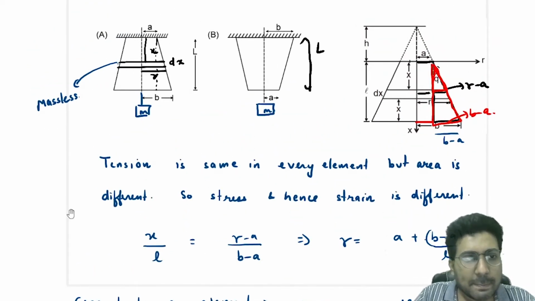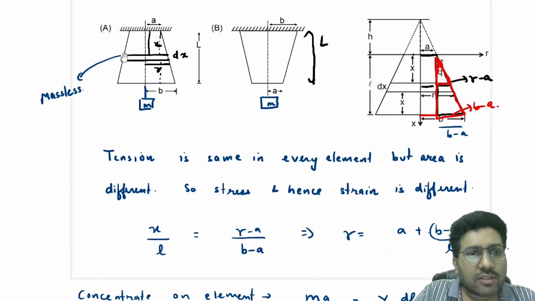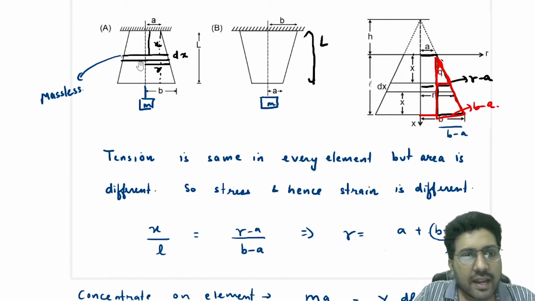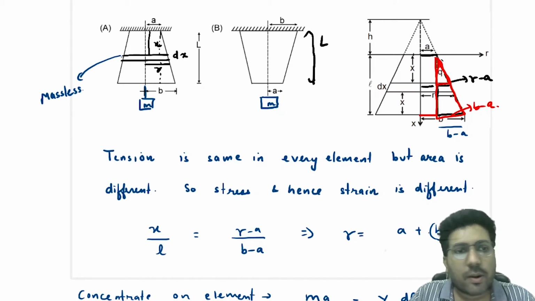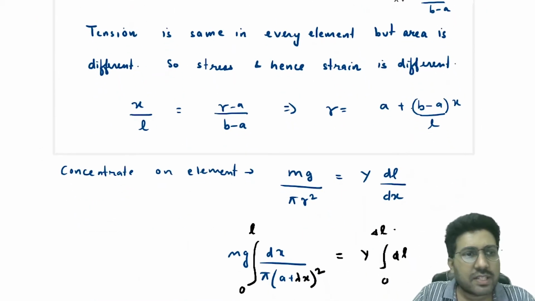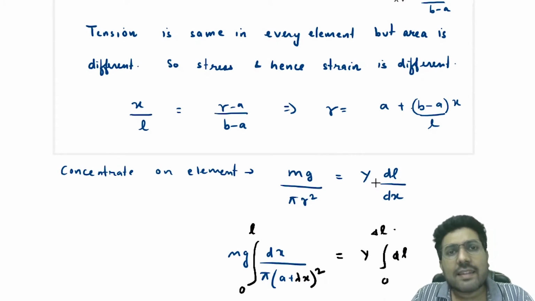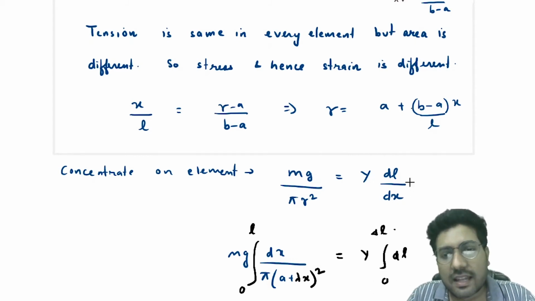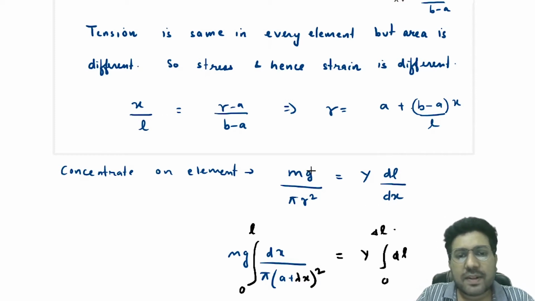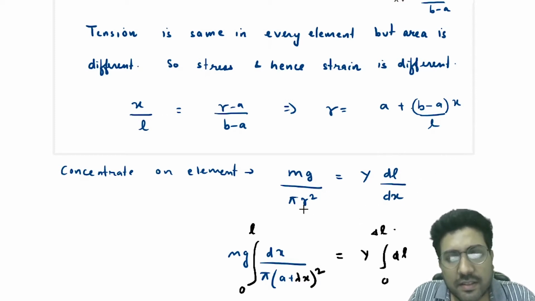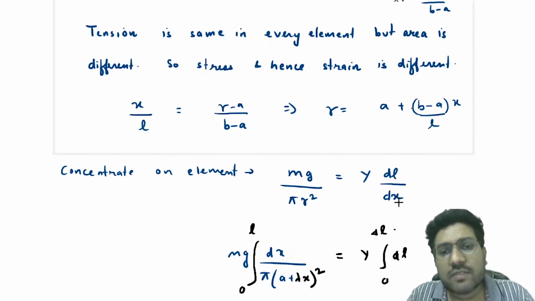Now let us concentrate on this element, and the tension at every element is same, that is mg, because it is a massless rod. So the tension mg divided by area is the stress, area is pi r square, is equal to Y delta L by L. Now length of this element is dx and elongation is dL. Again you will separate the variables and integrate, but for that, see here the variable is r, but you have to integrate it with respect to x.